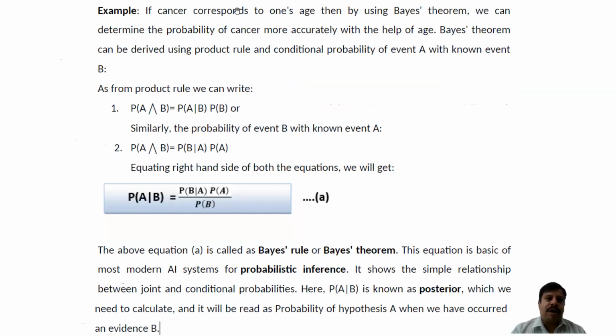And now we will see the example. If cancer corresponds to one age, then by using Bayes theorem, we can determine the probability of cancer more accurately with the help of age. Bayes theorem can be derived using the product rule and conditional probability of event A with known event B. For example, from P of B, see this, just a minute.